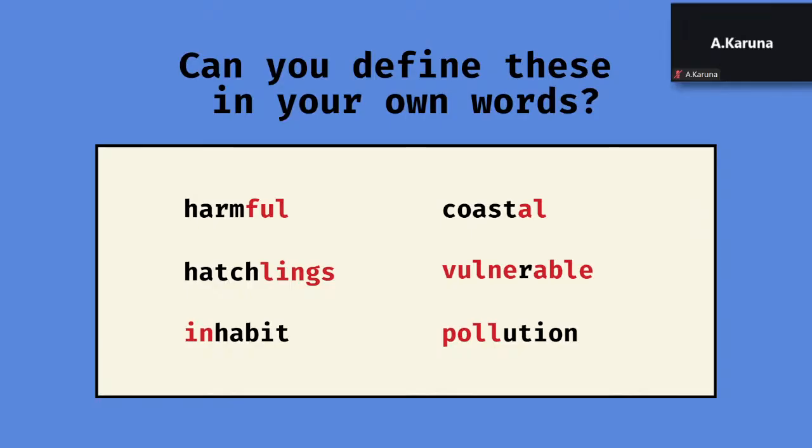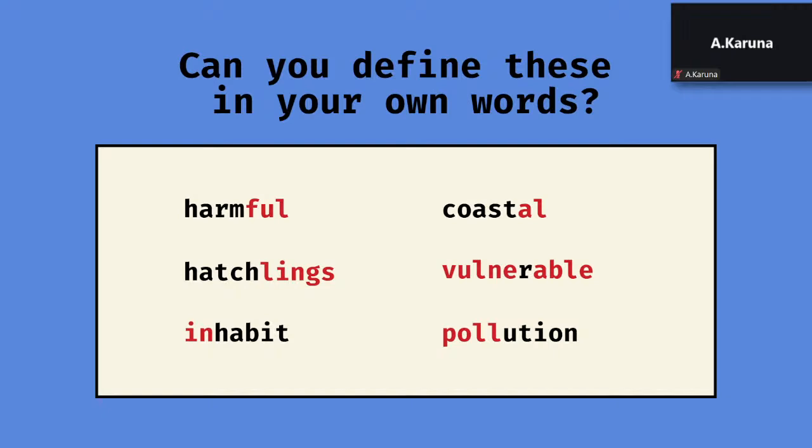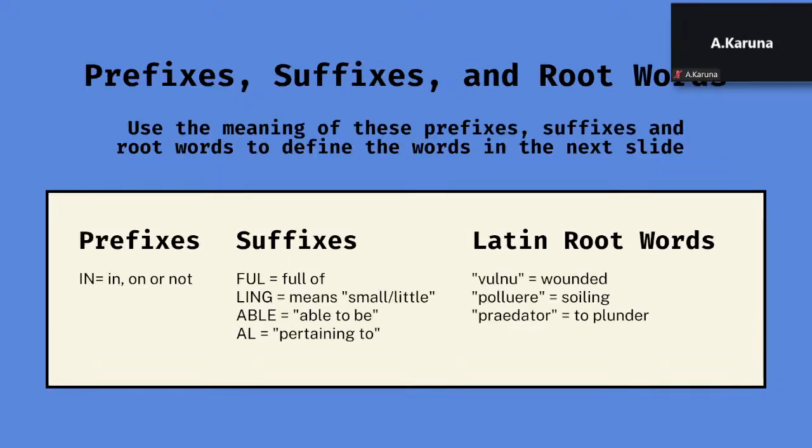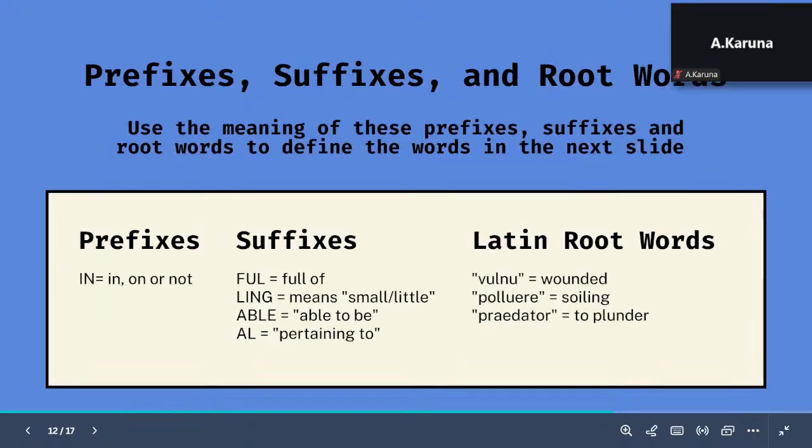Let's do hatchlings. Is it a prefix or a suffix? Again, it's a suffix, right? Because what do we say -lings mean? Small and little, right? So what do hatchlings mean? Hatchlings mean the little birds, right? Let's say a little bird's hatchling, so baby birds. So it's basically baby, right? So there's small stuff, and -ling means small and little. So they hatched and they're small and little. So hatchlings.